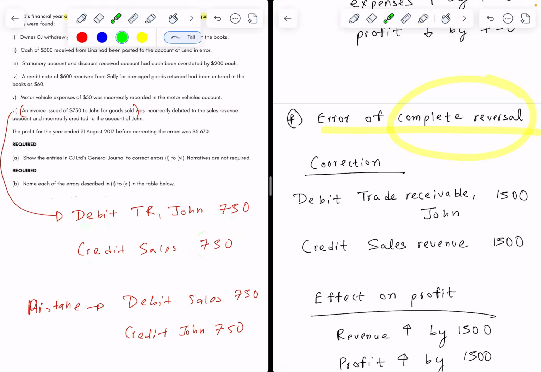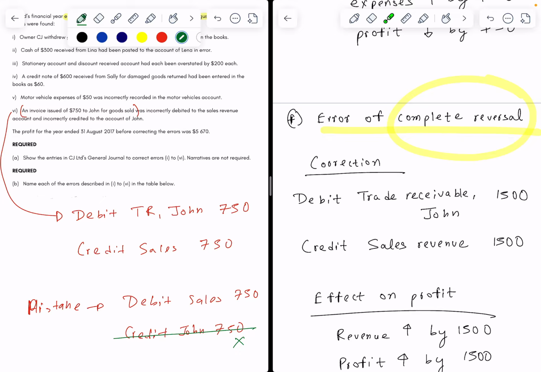To do that, we first debit trade receivables, the account of John, by 1500. Why 1500? Because we want to make sure, first of all, the mistake that was made, we first offset the entire amount of credit 750 in the books that we had recorded for John, right? And then once we would have done it, then we would be left with a surplus of 750 here, right? Which would reflect the correct amount, and that would be ultimately a debit balance, okay?